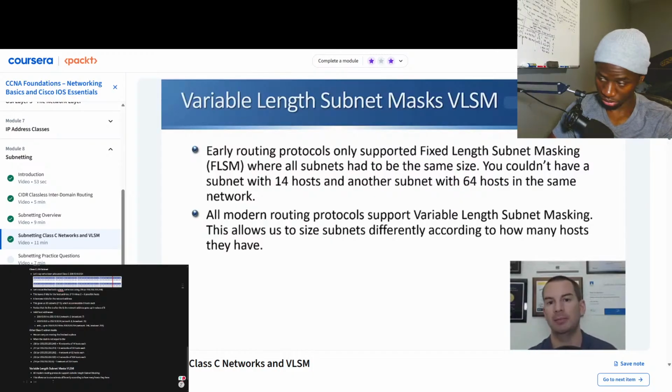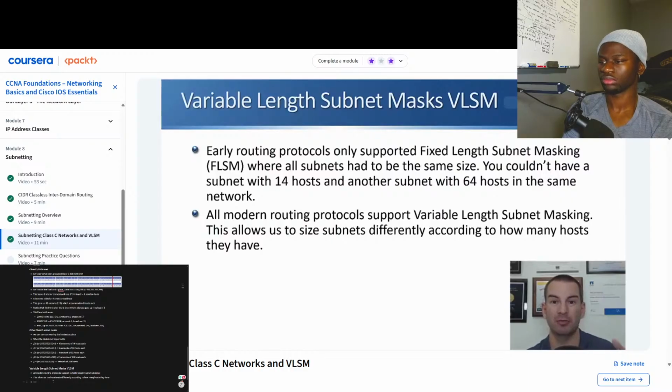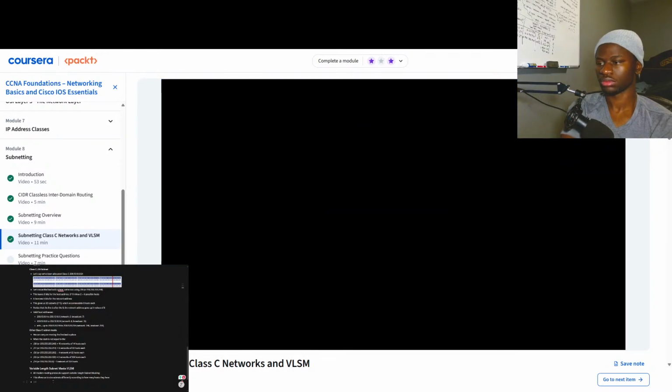Okay, so variable length subnet masking means we can use different length subnet masks within the same network. This is a good thing because it lets us be much more precise with the size of our networks, and we're going to be wasting a lot fewer addresses. We'll cover how to do VLSM, variable length subnet masking, in the next lecture.